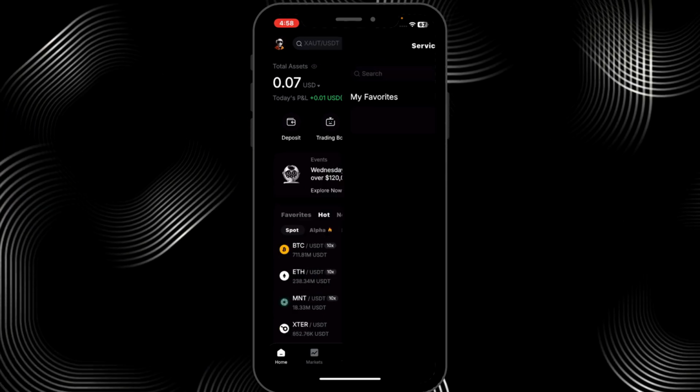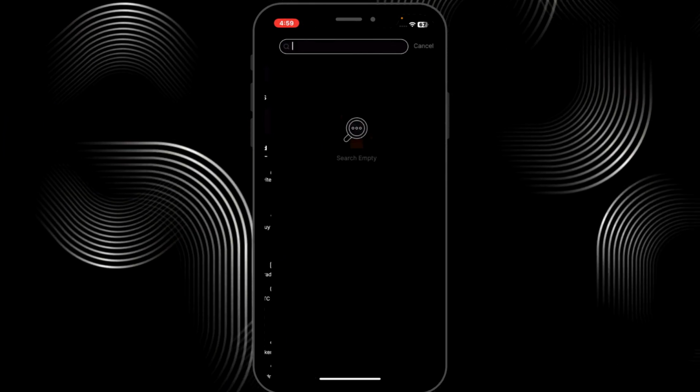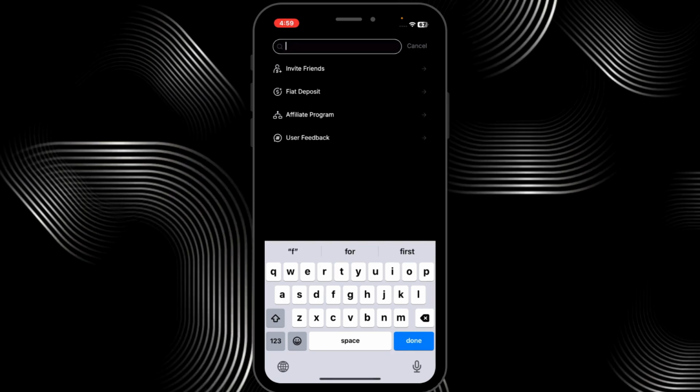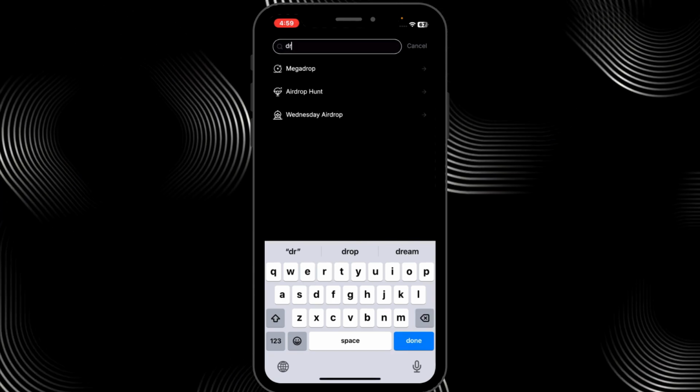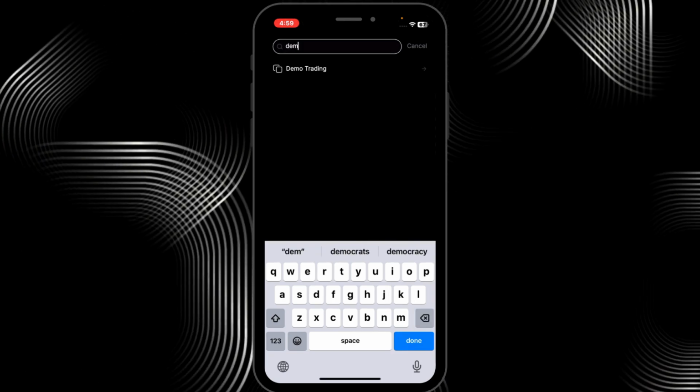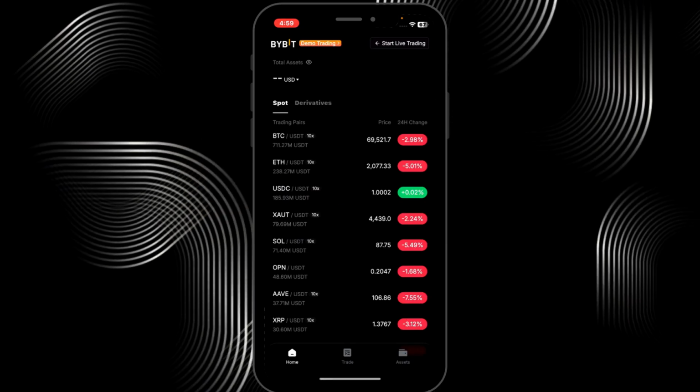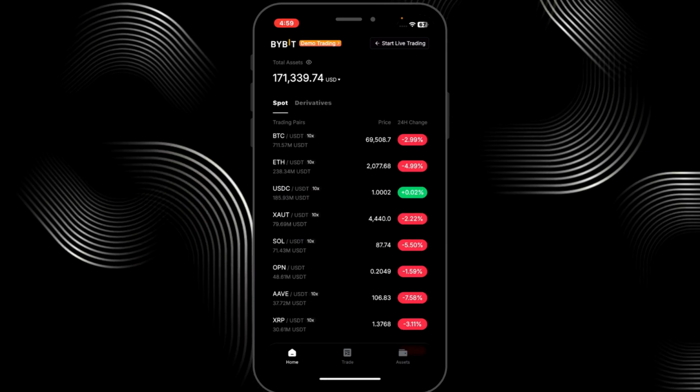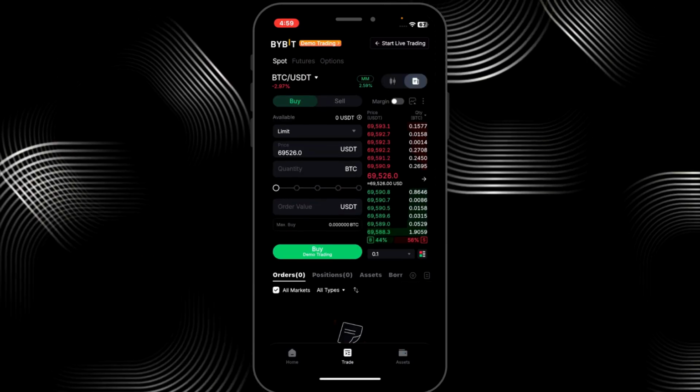here on your screen. You're going to find services. Just type demo trading. Hit it and it's going to take you right away to the demo trading. Okay, inside I'm going to go ahead and hit trade at the bottom middle.